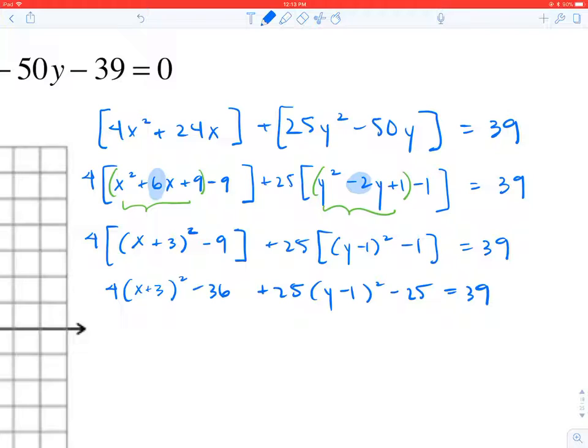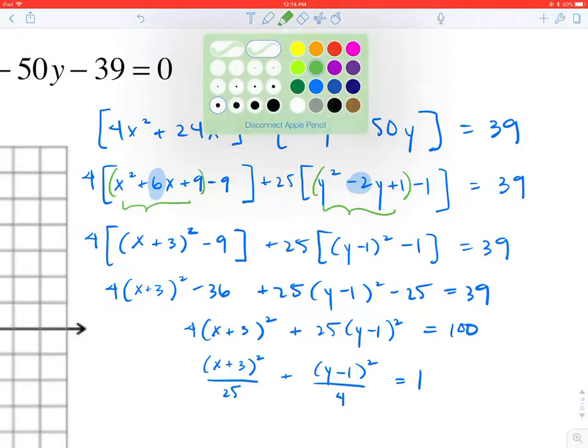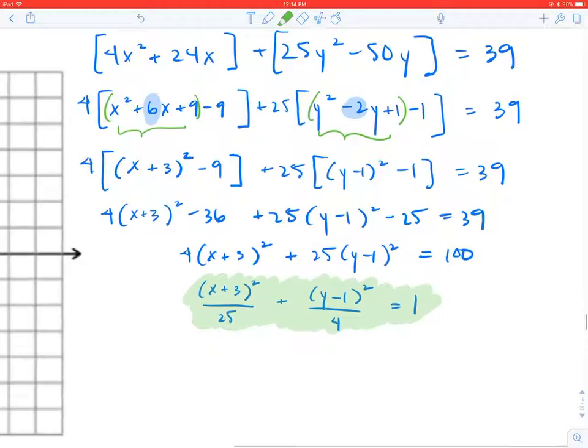And we want to get all of the constants on the right-hand side of the equation. So we're going to add 36 to each side and then add 25 to each side. And when we do that, we'll have 4 times x plus 3 squared plus 25 times y minus 1 squared equals 100. And then to finish getting this into standard form, we want to get 1 on the right-hand side of the equation. So we're going to divide each side of the equation by 100, so that we'll have x plus 3 squared over 25 plus y minus 1 squared over 4 equals 1. So now we have our equation for the ellipse in standard form.